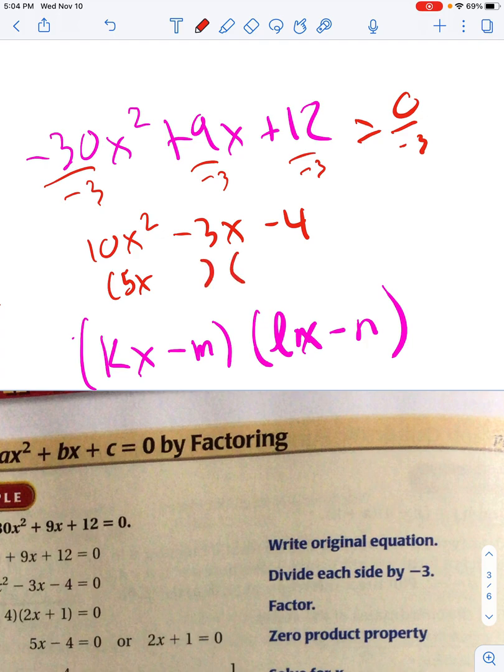So let's try 5 and 2 for k. So I'm going to say, okay, I think 5x something goes here and 2x something goes here. And then I've got 4. I can either choose 1 and 4 or I can choose 2 and 2. So again, I'm just going to pick one and try it: plus 2, minus 2. So then you start factoring to find out. 5x times 2x, 10x squared, negative 10x plus 4x minus 4. 10x squared minus 6x minus 4. No, that's not right. Okay, I tried it. I guessed. I didn't quite guess right.